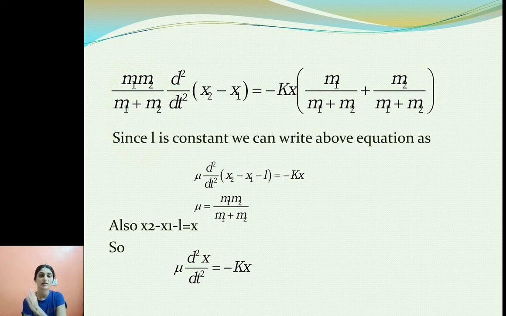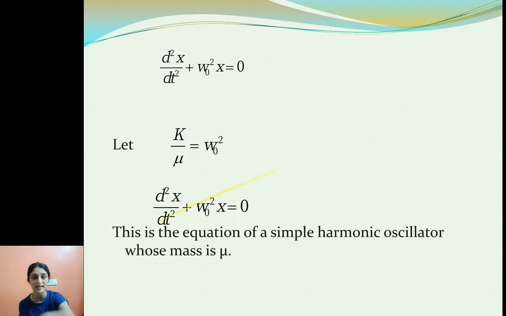We did this in the earlier lectures as well. So mu d square upon dt square (x2 minus x1 minus L) is equal to minus kx, because M1 upon M1 plus M2 plus M2 upon M1 plus M2 becomes M1 plus M2 upon M1 plus M2, so that will get cancelled and we will get 1. That is how we get minus kx. So this is the equation, and suppose x2 minus x1 minus L, we know that it is x, so we are getting basically the equation mu d2x upon dt square equals minus kx.